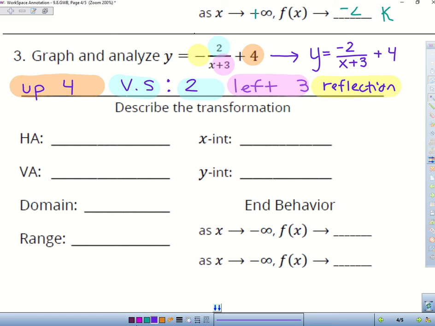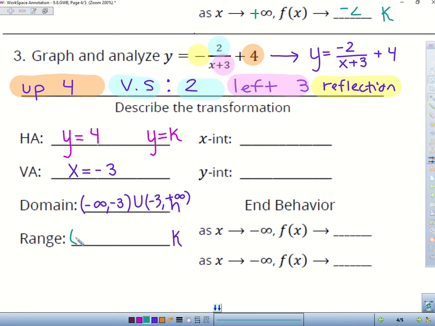Good point. So as for horizontal asymptote, that's going to be y equals k, which is y equals 4. Good. Vertical asymptote is always going to be where you set this denominator equal to 0, which is going to come out to be x equals -3. It's always going to be whatever that's flipped, okay? Domain is based on h, range is based on k, so it's just -infinity to -3, union -3 to positive infinity. And then range is just the same thing but with k.